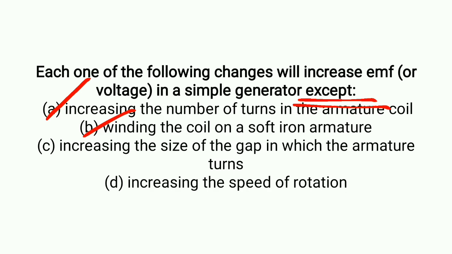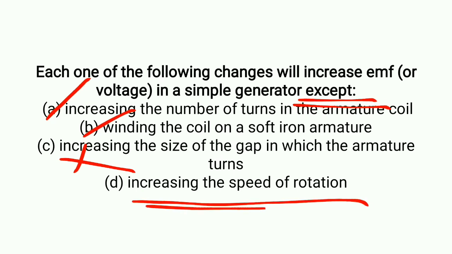Option C, increasing the size of the gap in which the armature turns. So here, when we increase the size of the gap in which the armature turns, the EMF does not increase. Now let's see option D also, increasing the speed of rotation. When we increase the speed of rotation of the armature coil, the EMF also increases. So the exception is increasing the size of the gap in which the armature coil turns. So option C is the correct answer.